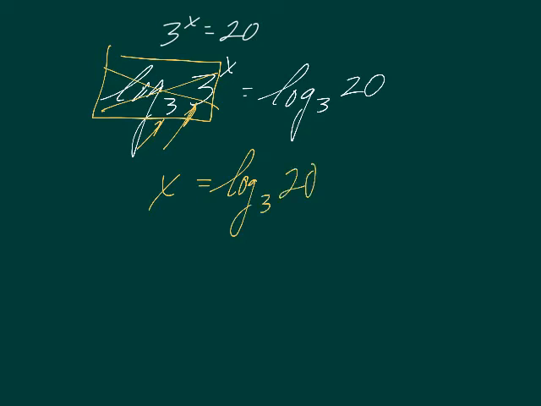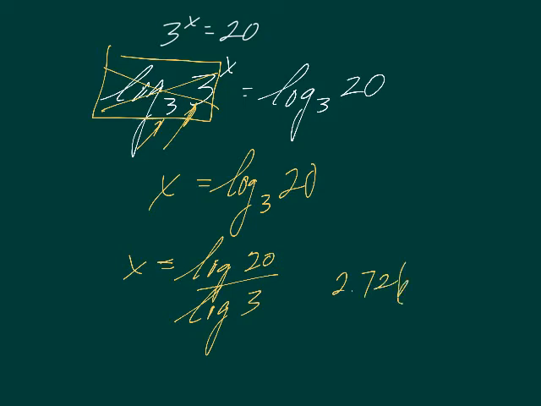But your calculator won't do log 3 of 20, so you have to use that change of base formula, and you end up getting, again, log of 20 over log of 3, which is going to give us the same answer, 2.7268. Okay? So there's two ways of doing that.